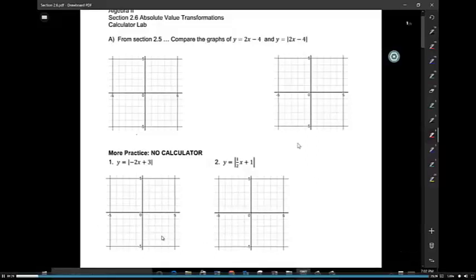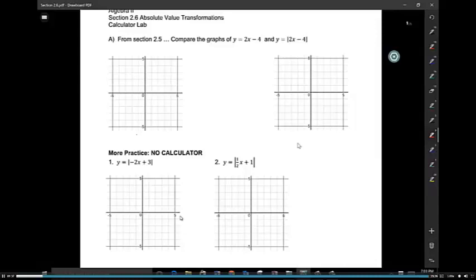Start this worksheet. It starts from what we did last week, where we were using the calculator a little bit and graphing some absolute value functions. So let's go ahead and look at the first one, y equals 2x minus 4. Now, we really don't need a calculator to graph that, right?